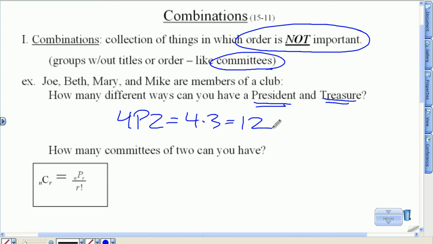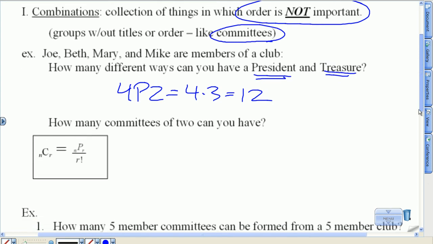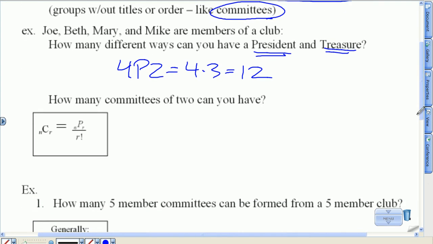How many committees of 2? Now what you're doing here is you are selecting 2 people to go off and do a little project on the side, but they don't have jobs. It doesn't really make any difference. So here's what you do. You take 4P2, which we know is 12, and you divide by 2 factorial, which is 2.